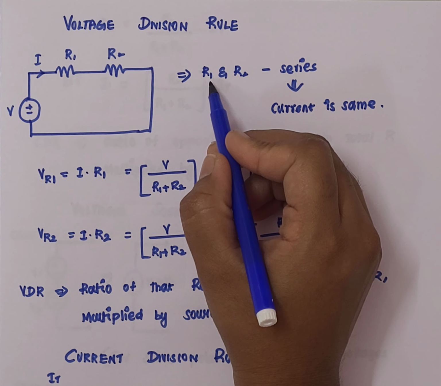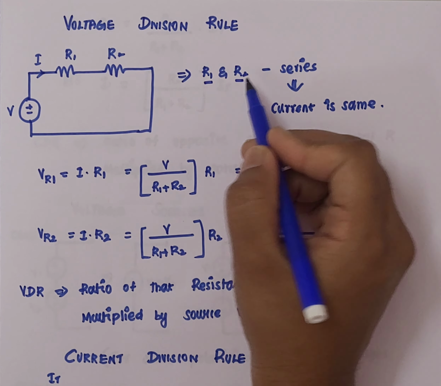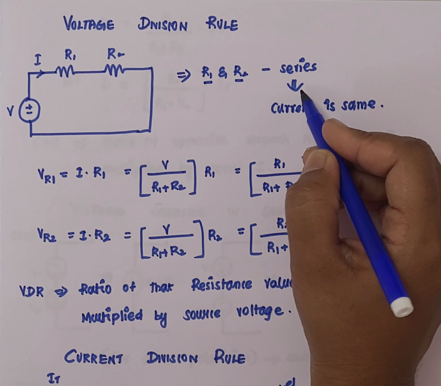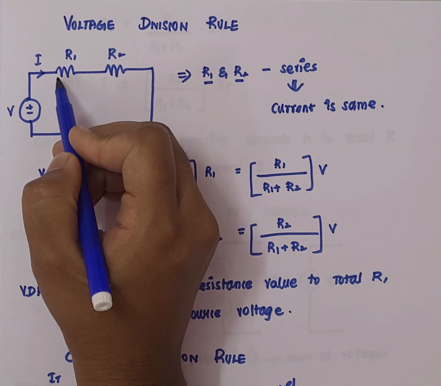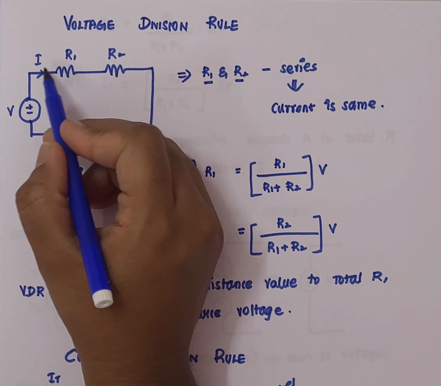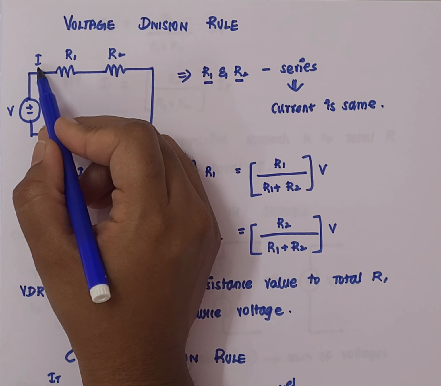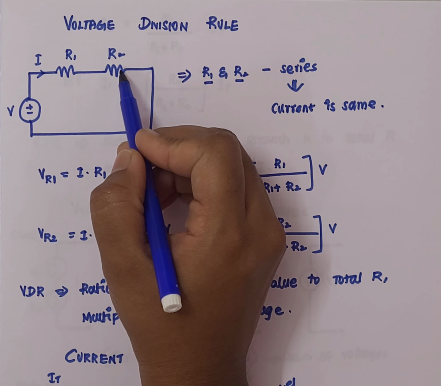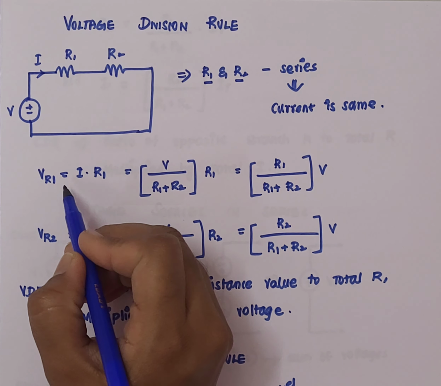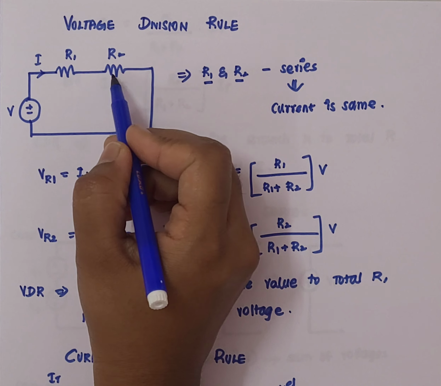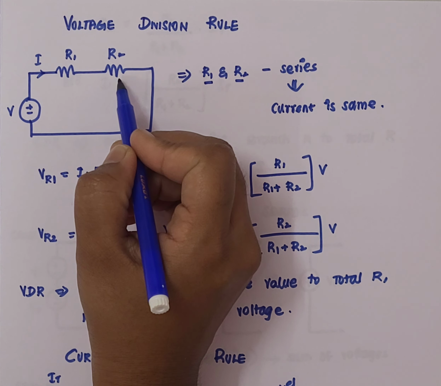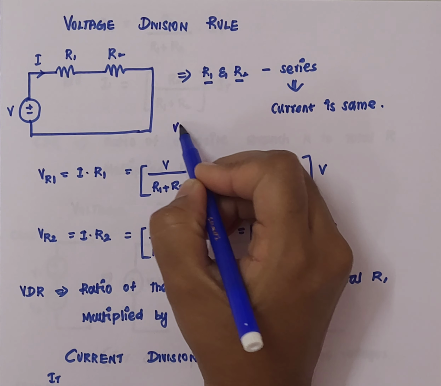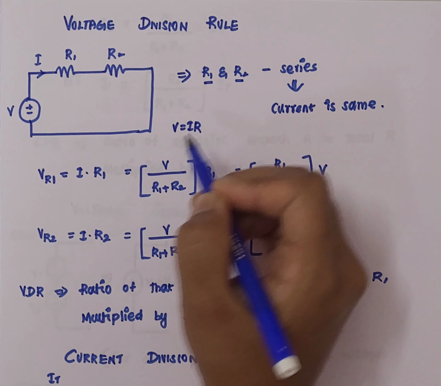Since the resistors R1 and R2 are connected in series, as we have seen in the series connection characteristics, the current value remains the same. That is, across R1 we have the same value of current, and across R2 we will have the same value of current. To calculate the voltage across each resistance, VR1 and VR2, let us take Ohm's law, which is in general given by V is equal to IR.